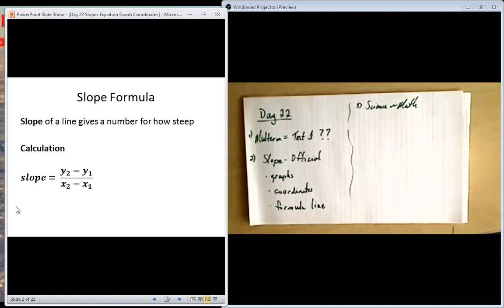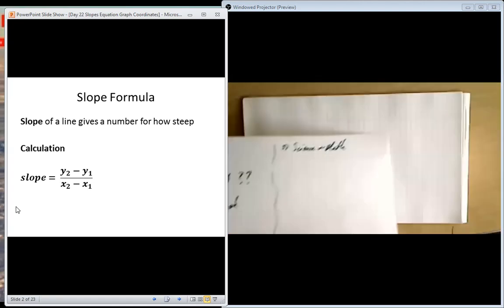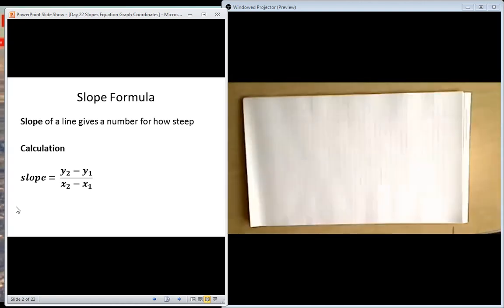Who has seen this topic before? Show of hands. Yeah, slope for me on Friday, but even before that? Yeah? Perfect. Okay, that sounds good. Anyone else?